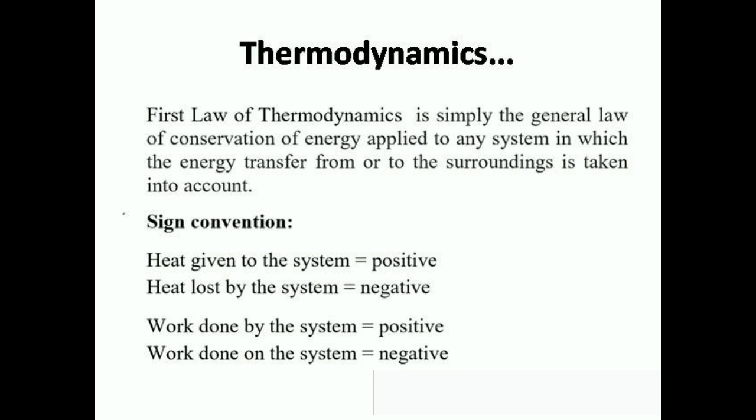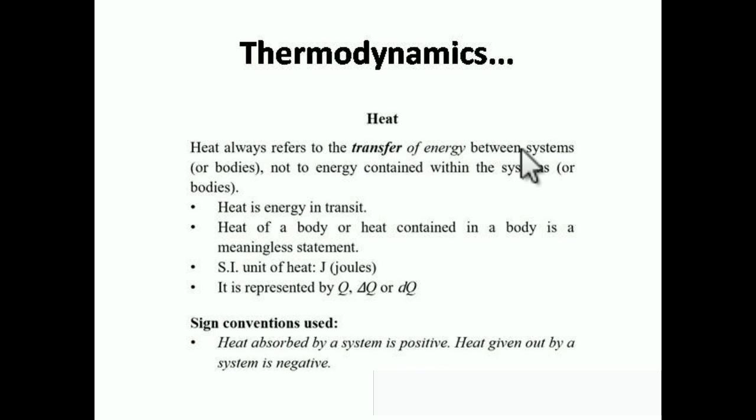Okay. Now the next thing is heat, because heat is also an important property. What is heat? We just saw this in the previous video, but again, heat is the transfer of energy between systems. Heat is energy in transit. We can say it like this. The unit is joule. We can represent it as Q, delta Q, and dQ. Again, sign convention: heat absorbed by the system is positive. Heat given out by a system is negative. Okay.